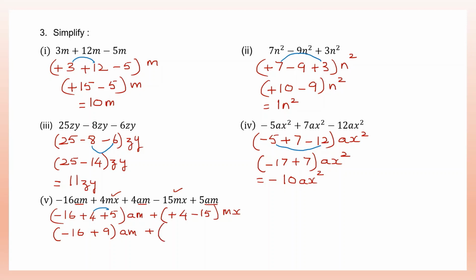Plus, here we have only two numbers and the signs are different. So put the sign of the bigger number and subtract. 15 minus 4 is 11 mx. Now let's solve this. When signs are different, put the sign of the bigger number. Now subtract. 16 minus 9 is 7. Minus 7 am. And here we have minus. When you have plus before a bracket, write the next number with the same sign. So it is minus 11 mx.